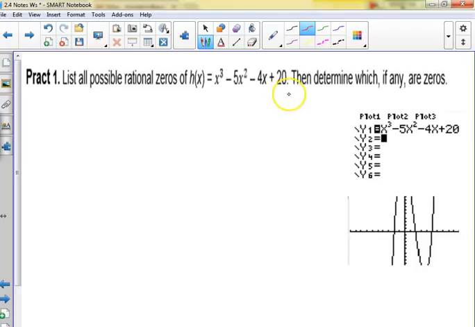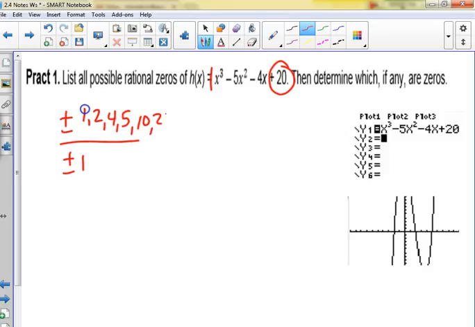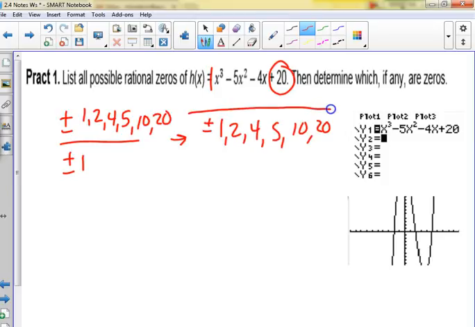So you have this one. What are the list for this over 1, plus or minus the factors of 20 over 1, which are just going to be what? 10 and 20? 1, 2, 4, 5, 10, and 20. There's nothing else to divide by but 1, so here's our list.